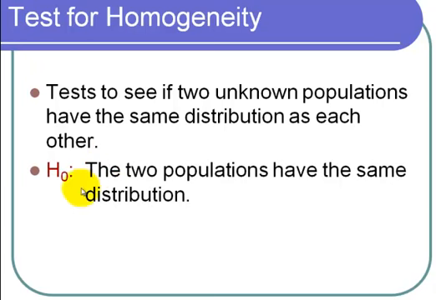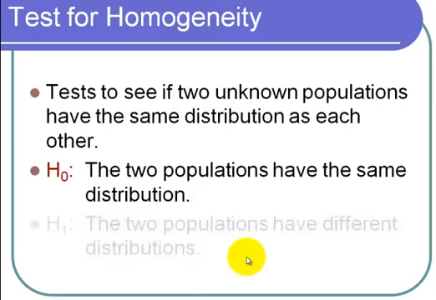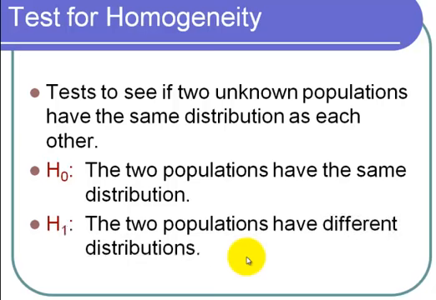H naught is the two populations have the same distribution. These are both unknown populations, and they have the same distribution as each other. And H1 is the two populations have different distributions.